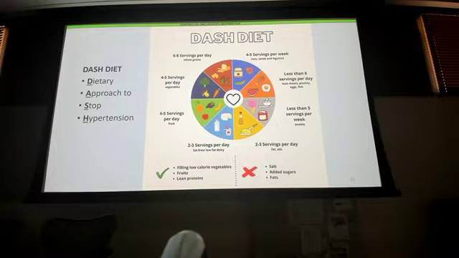So just eating healthy can lower your blood pressure, and probably part of that is going to be that you're going to lose some weight. But ultimately, eating healthy will reduce blood pressure. It has the most potent effect of lowering blood pressure.